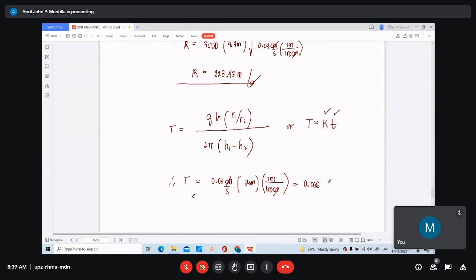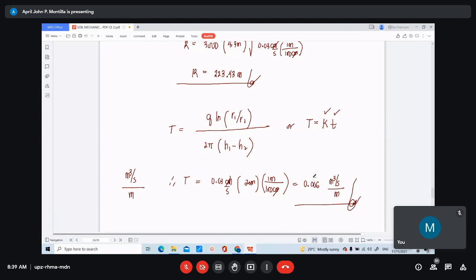But transmissibility is the flow rate per unit width. When we say flow rate, it is in cubic meter per second per unit width. So it should be like that. Cubic meter per meter is square meter. But the unit should be cubic meter per second per unit width. That is transmissibility. It is okay to use square meter per second. Questions?